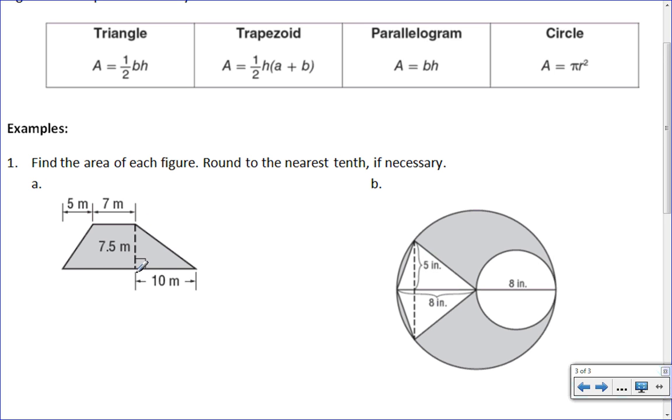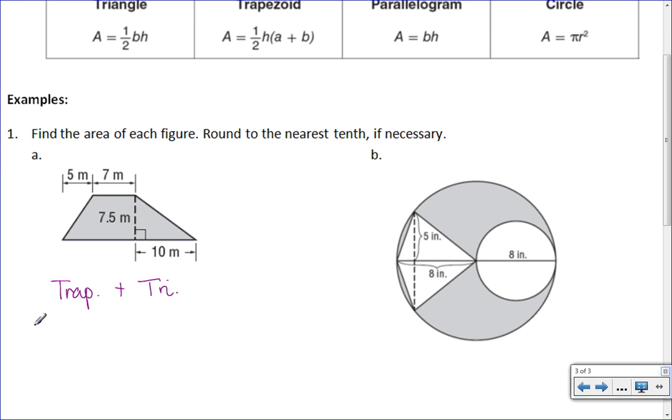Alright, this figure has already been divided for us by where the height is drawn. We can see two familiar shapes here. Here we have a trapezoid, and here we have a triangle. So what we'll do is find the area of each of those separately, and then we will add them together. So we'll need the formula for the area of a triangle, and the formula for the area of a trapezoid. So we have a trapezoid plus a triangle.